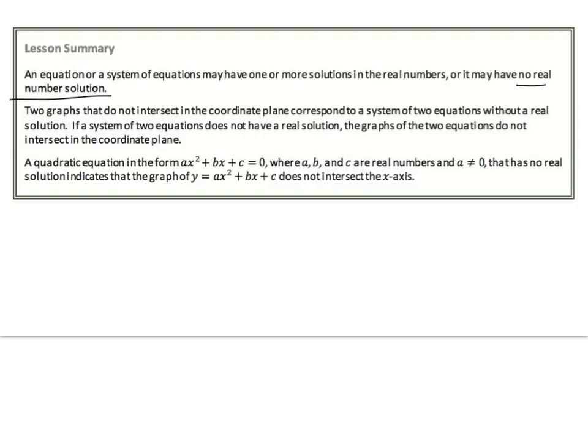2 graphs that do not intersect in the coordinate plane correspond to a system of 2 equations without a real solution. If a system of 2 equations does not have a real solution, then the graphs of the 2 equations do not intersect in the coordinate plane. A quadratic equation in the form ax squared plus bx plus c equals 0, where a, b, and c are real numbers, and a is not 0, that has no real solution, indicates that the graph of ax squared plus bx plus c does not intersect the x-axis. Okay, that's really important.